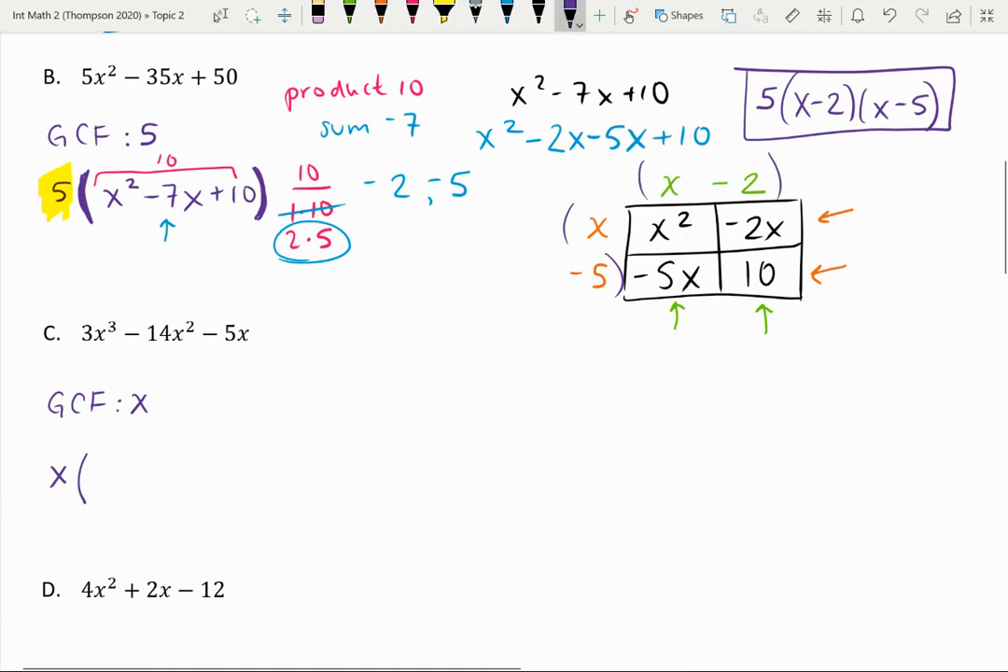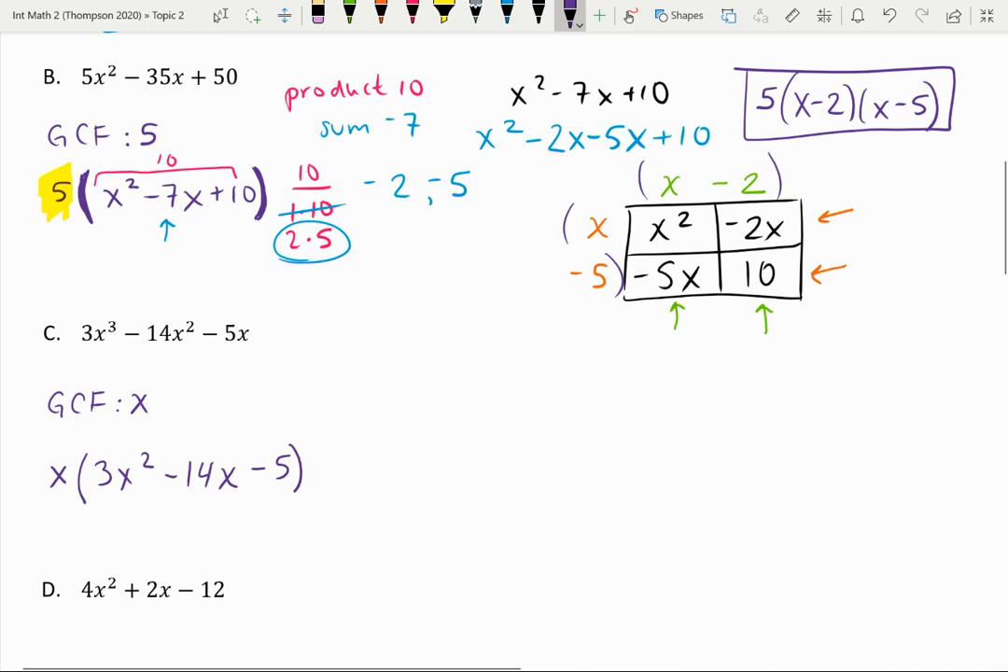So I have 3x to the third. And when I divide by an x, that subtracts 1 from the exponent. So I'm left with 3x squared. Minus 14x squared, I divide by one of the x's. So that leaves me with minus 14x. And then with minus 5x, I divide by x, and I'm left with minus 5.